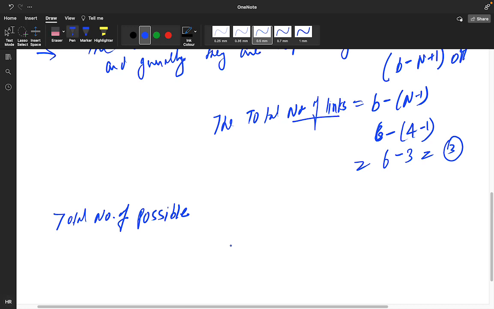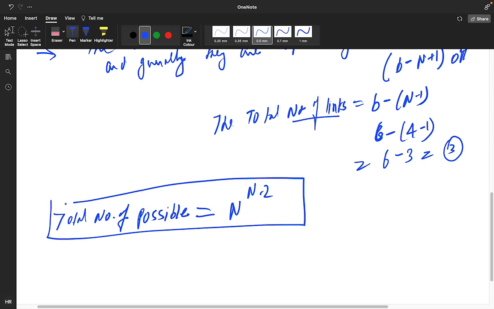In the examinations they ask very simple questions: what is the total number of links, what is the total number of trees, what are co-trees, what are twigs. So what is the total number of possible trees? Write it down. The formula for the total number of possible trees is n to the power n minus 2, n^(n-2).